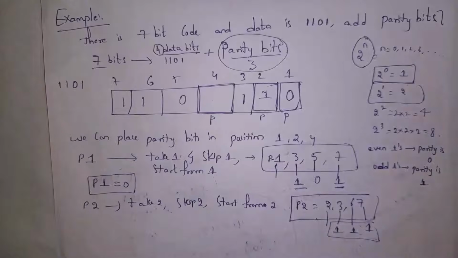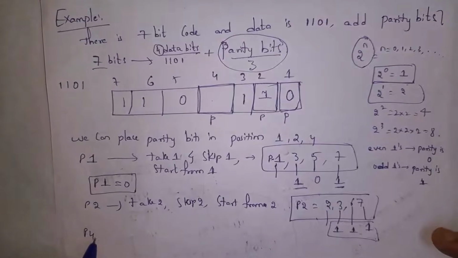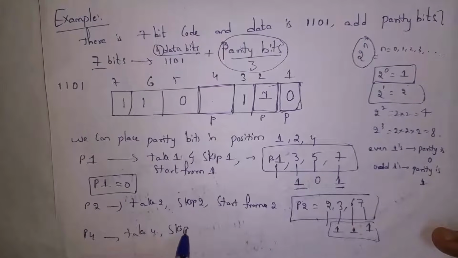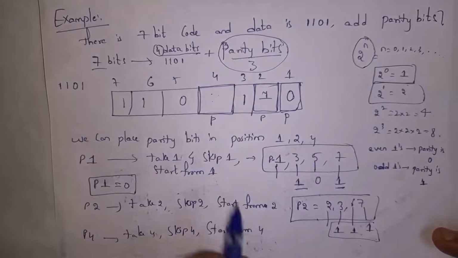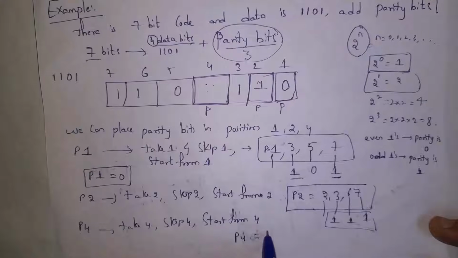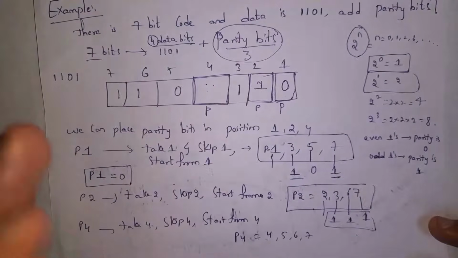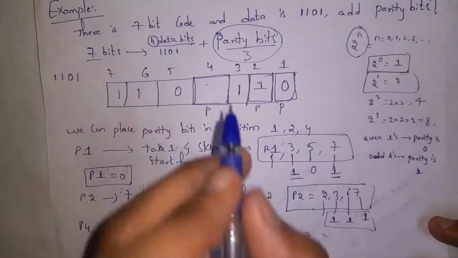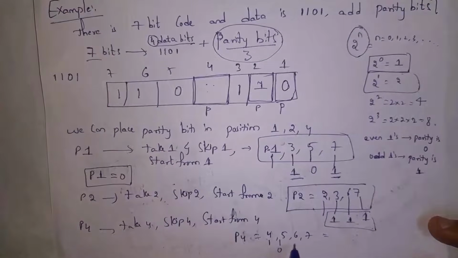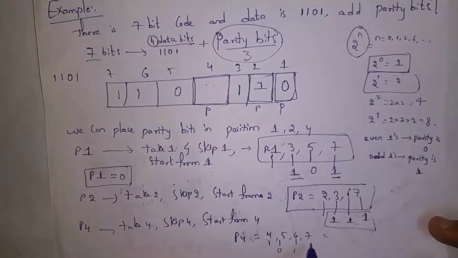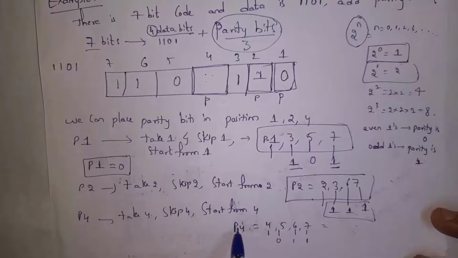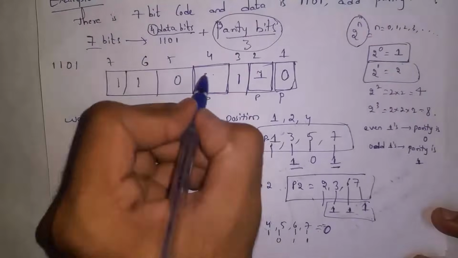Now we will find the P4 value. P4 means take 4, skip 4, and start from 4. So starting from 4, we'll take 4 values. So P4 covers 4, 5, 6, 7, and there are no values available to skip. For P4 no value is available, so you can leave it, and position 5 value is 0, position 6 value is 1 and position 7 value is 1. So now the P4 values are 0, 1, 1. As there is an even number of ones, the parity value is 0. So the P4 value is 0.